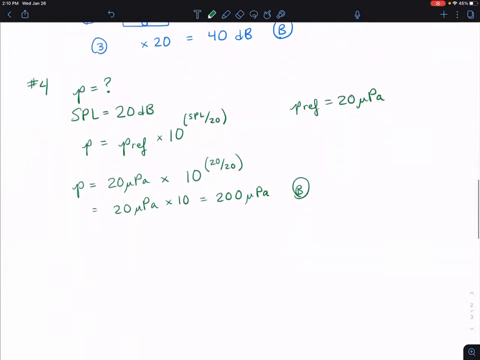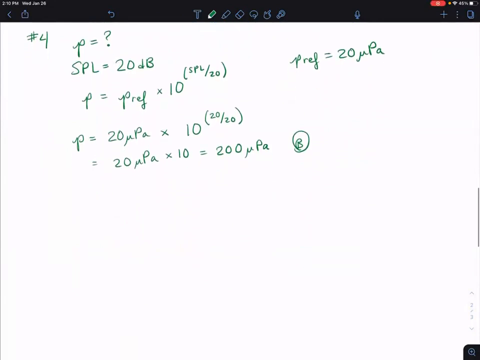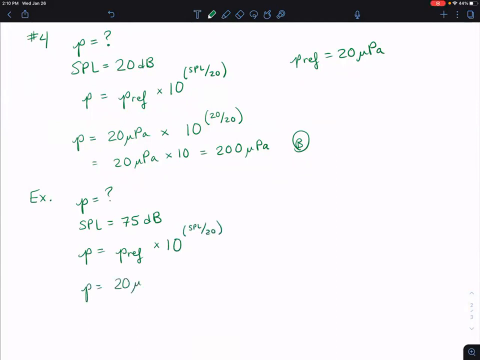I'm going to do another one just so that you can see a little bit more how you will do it on your calculator when it's not just a nice 1 there. So here's another example of that same thing. Let's say we're wondering what the pressure is, and the sound pressure level is 75 decibels. We use that equation. P is P ref times 10 to the SPL value divided by 20. If we plug in the numbers, that's 20 micropascals times 10 to the 75 divided by 20.